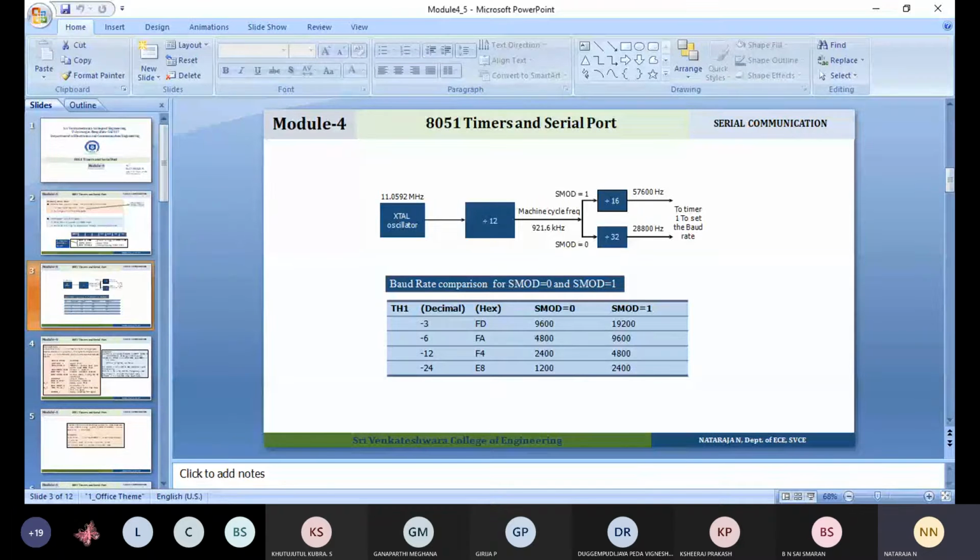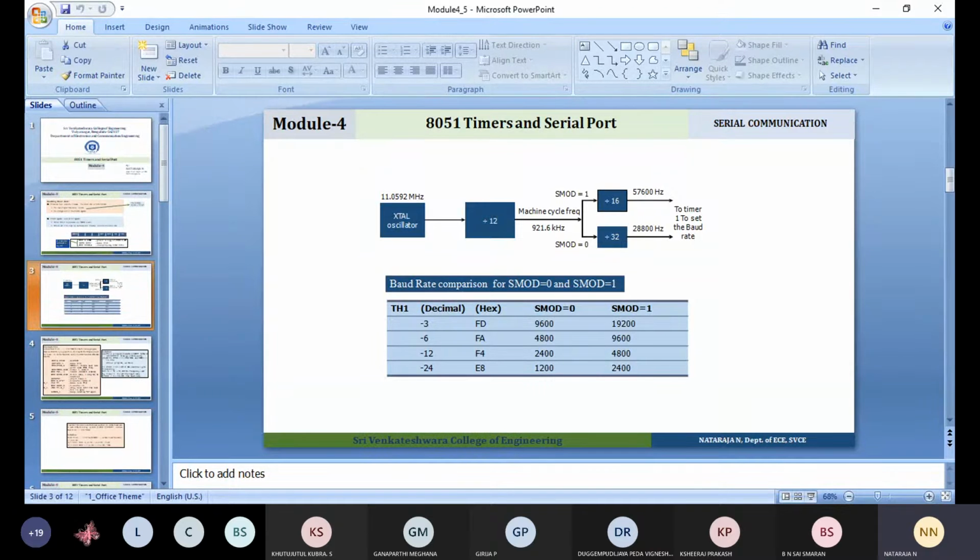When SMOD is equal to 0, the 8051 divides 1 by 12 of the crystal frequency by 32, and uses the frequency of timer 1 to set the baud rate. With external frequency 11.0592, the machine cycle frequency is 11.0592 divided by 12, which gives 921.6, and dividing further by 32 gives 28,800 for SMOD 0. Dividing 28,800 by 3 gives 9,600. For 6, it is 4,800. For 12, it is 2,400. For 24, it is 1,200.